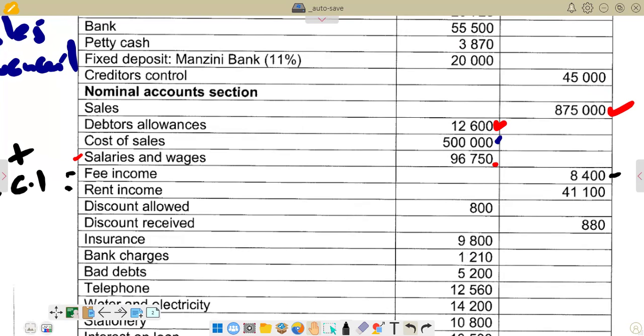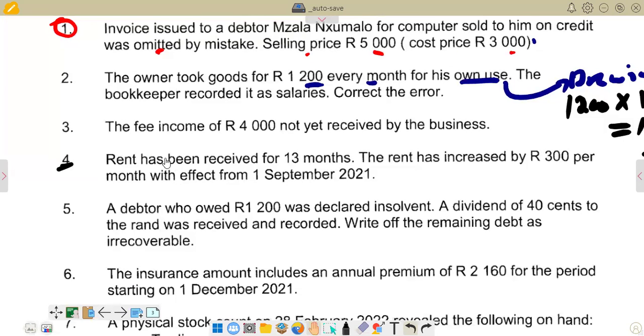So the additional information now is telling us what has transpired. So we go back, it's saying rent has been received for 13 months. It means there's a prepayment, something that was paid in advance, because it is supposed to be 12 months, but we received for 13 months. So we've got one extra month that we received, which does not belong to this period. So we need to calculate that 1 month and then remove it, because it does not belong to this year.